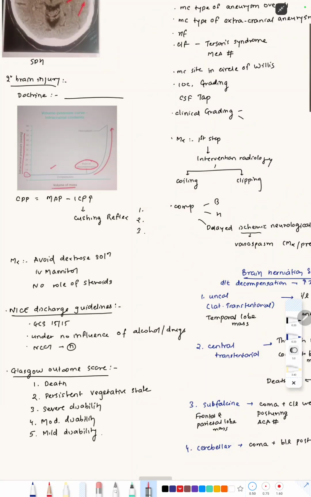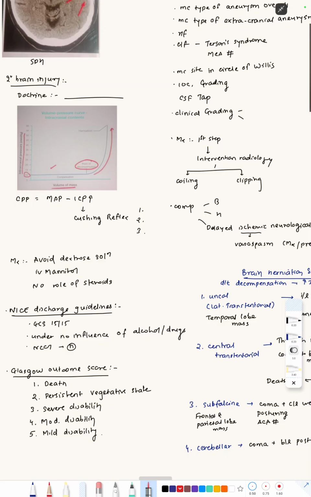Then talking about secondary brain injury, the doctrine is called the Monro-Kellie doctrine. According to the Monro-Kellie doctrine, even though the mass inside the cranium increases, the intracranial pressure usually remains normal, but only till a certain capacity, because the skull is fixed. Otherwise, the brain is expansive in nature. Over here, this is given by this graph. At a point of decompensation, the intracranial pressure increases. When the intracranial pressure increases, then the cerebral perfusion pressure decreases. Cerebral perfusion pressure is equal to mean arterial pressure minus intracranial pressure.